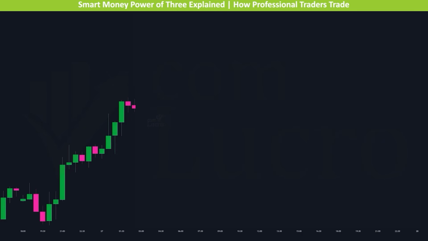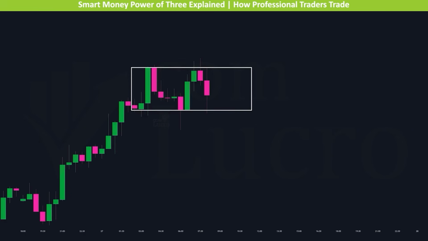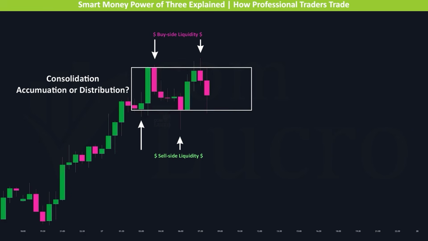It is important to remember that this setup is not limited to a single time frame and works across both lower and higher time frames. In this example, we are analyzing gold on the 30-minute chart. The market is forming a clear consolidation range with repeated rejections from both the top and the bottom, signaling liquidity being built above and below the range, which can later resolve as either accumulation or distribution, depending on continuation.